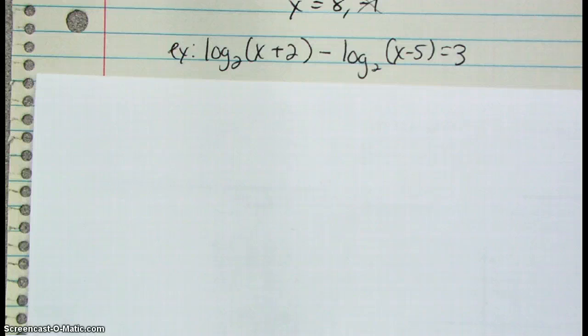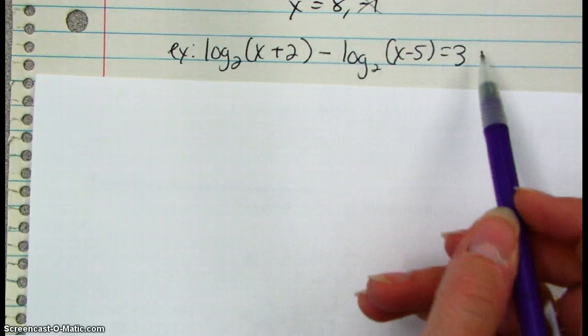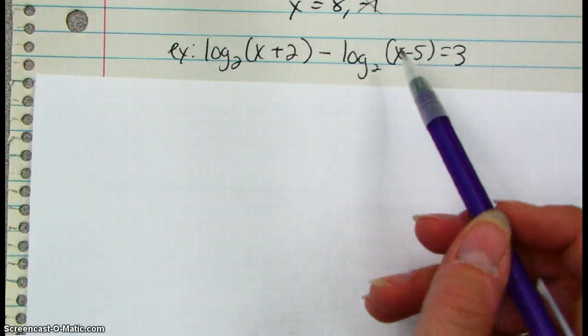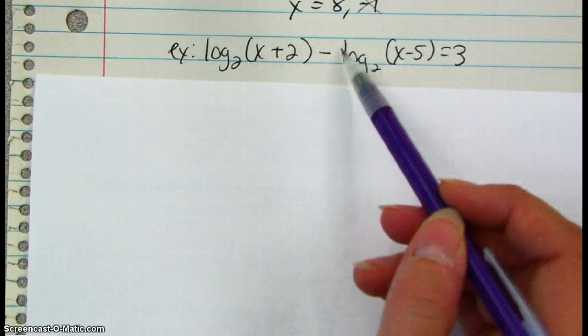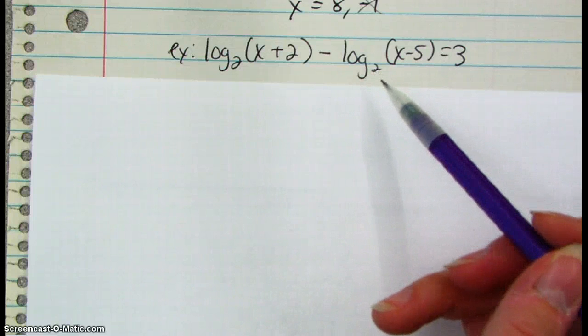Okay, I'm solving for x. I can get a log on one side and have just a number over here. They both have the same base. They don't have a coefficient other than 1, so I guess I can start condensing it by using the quotient rule.